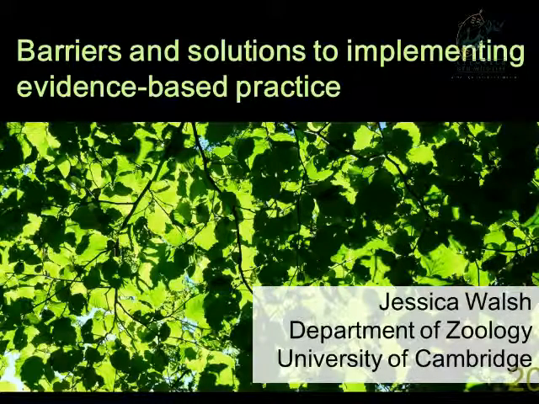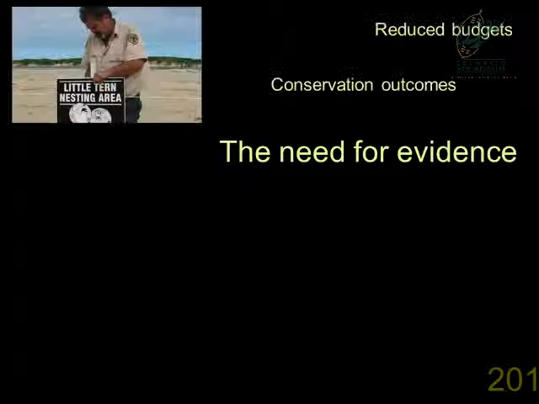So please bear with me, and I hope by the end of the talk that you'll see the need for a very interdisciplinary approach to solving conservation problems. So in the previous session, we've definitely discussed the need for evidence. Conservation practitioners are having to work with continually reduced budgets, but also having to produce good conservation outcomes. So there's the need for producing conservation management actions that are effective and efficient.